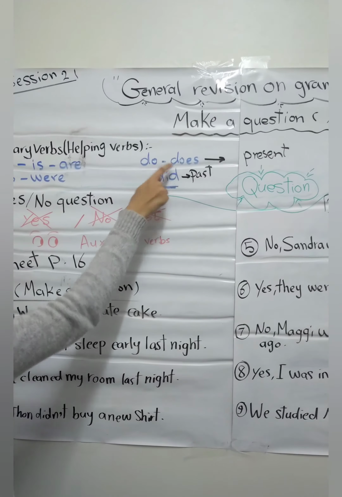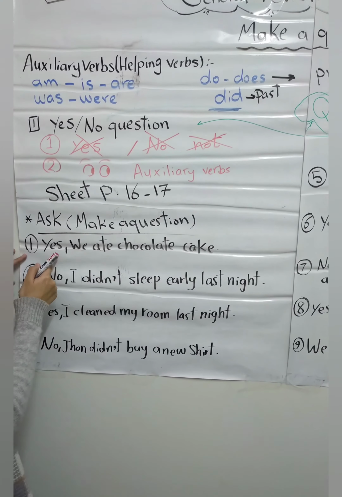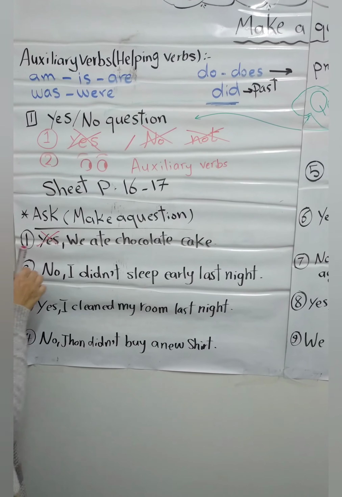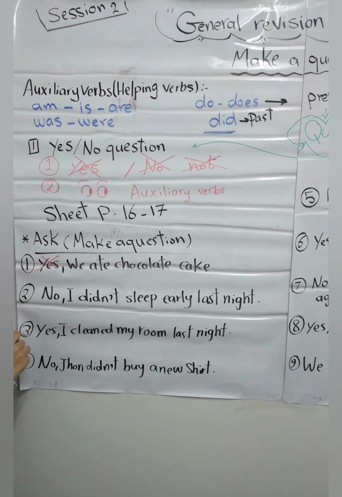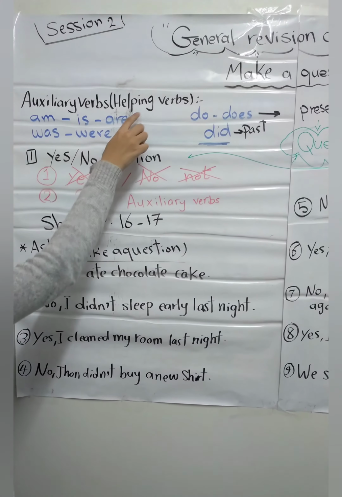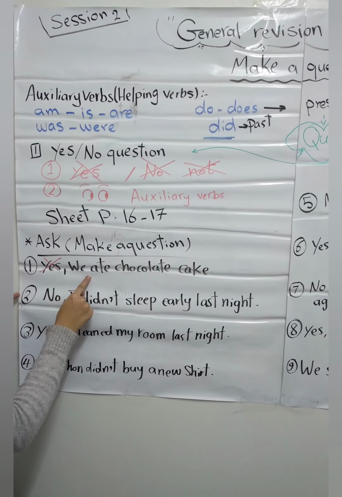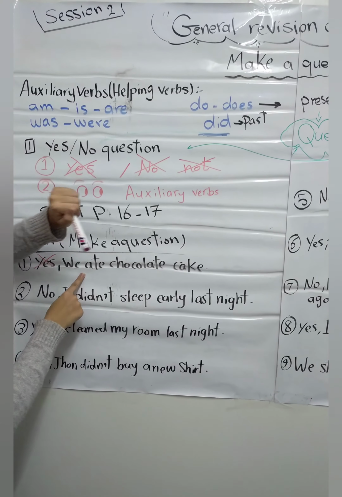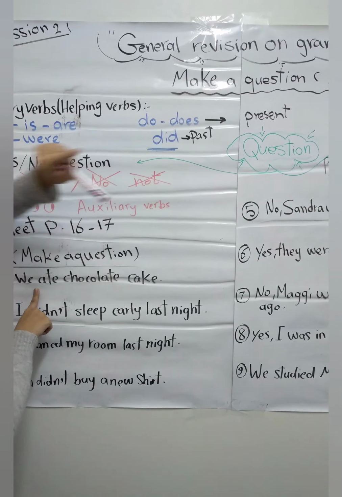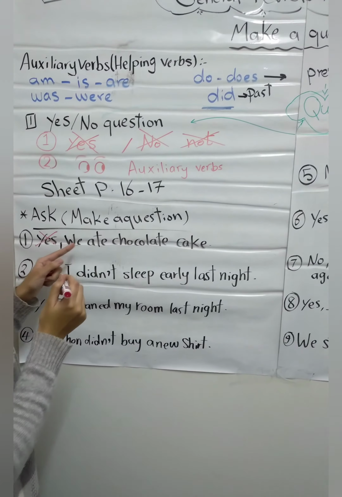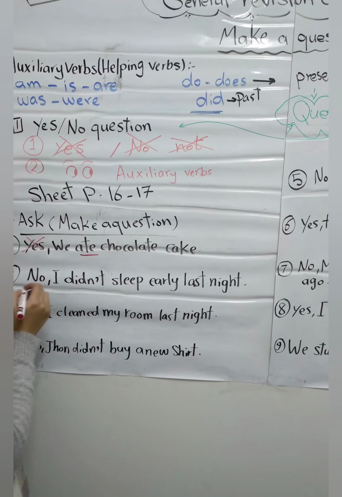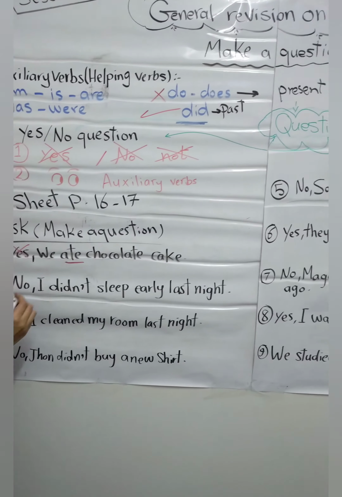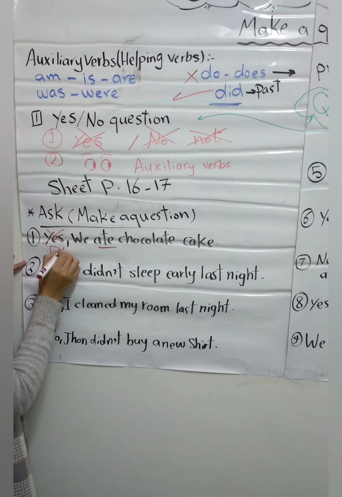Number 1, yes, we ate chocolate cake. Here, yes or no question. Step number 1, cancel yes. Step number 2, search for auxiliary verbs or helping verbs. Here we have am, no, is, no, are, no, was, were, no. So I put do, does, or did. Here we have we ate. Ate is in the past, so we don't choose do or does. We take did. So we put did number 1.